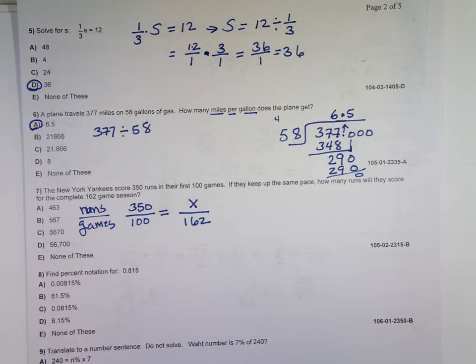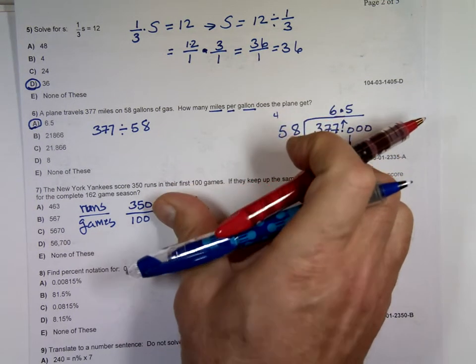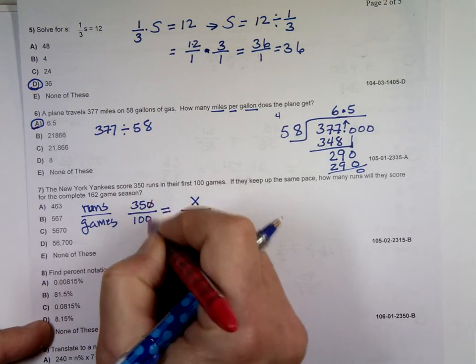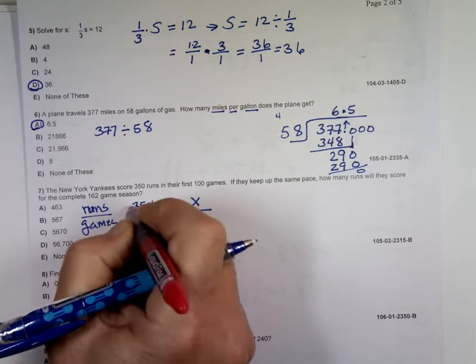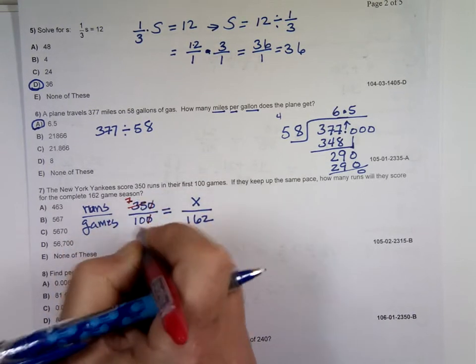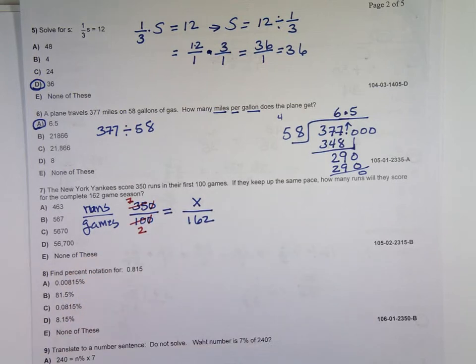I can drop the 0, just looking at this fraction alone, 350 over 100. I can drop the 0 out of both of them. That becomes 35 over 10, right? Can I simplify 35 over 10? I can divide it by 5. By 5, this is what? 7. By 5, this is what? 2. So you can at least make the number smaller.